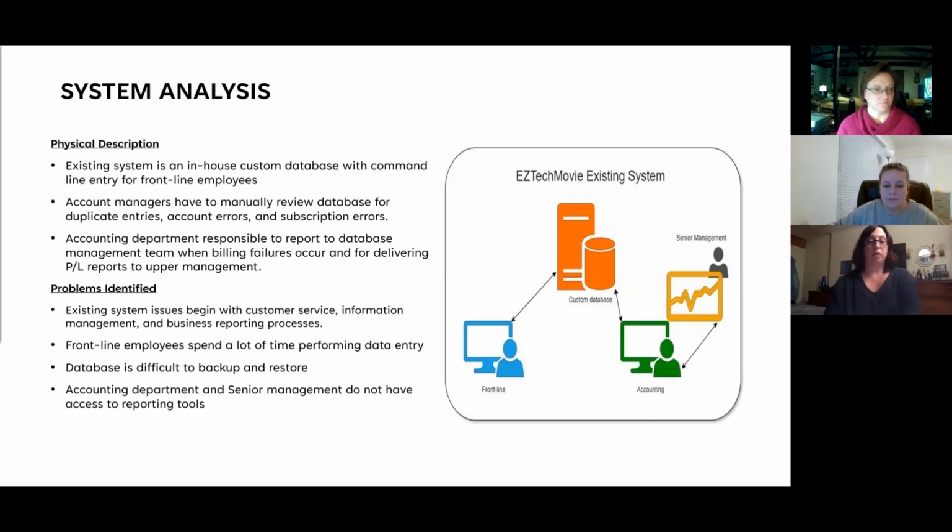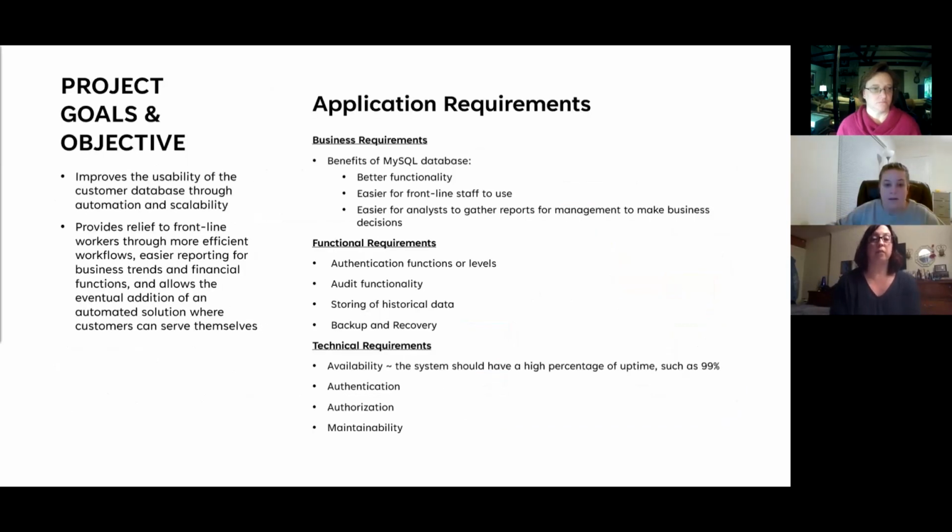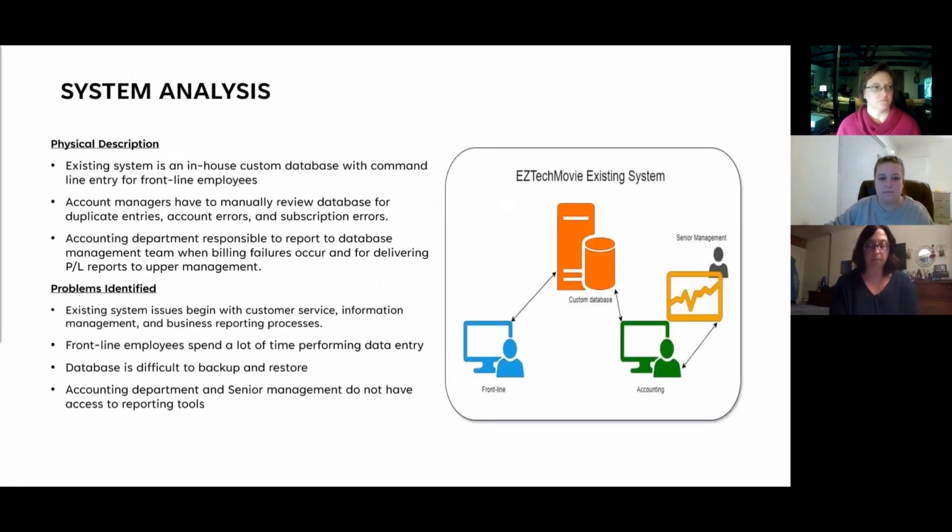The account managers must also manually review the database to look for duplicate entries, account errors, or subscription errors. The accounting department is also responsible to report to the database management team when billing failures occur, and they have to deliver P&L reports to upper management.